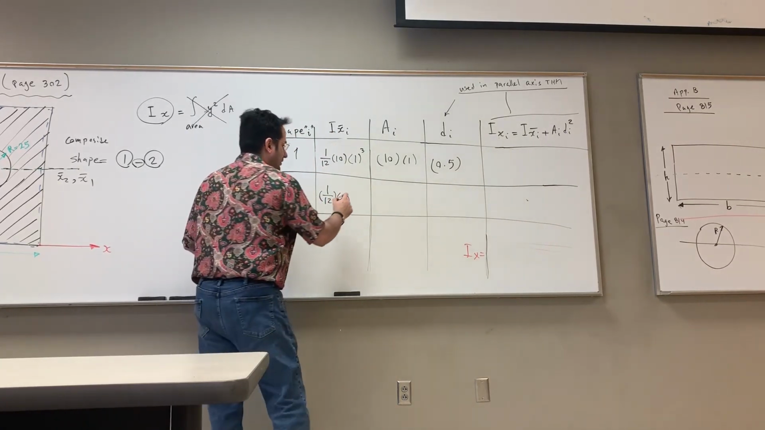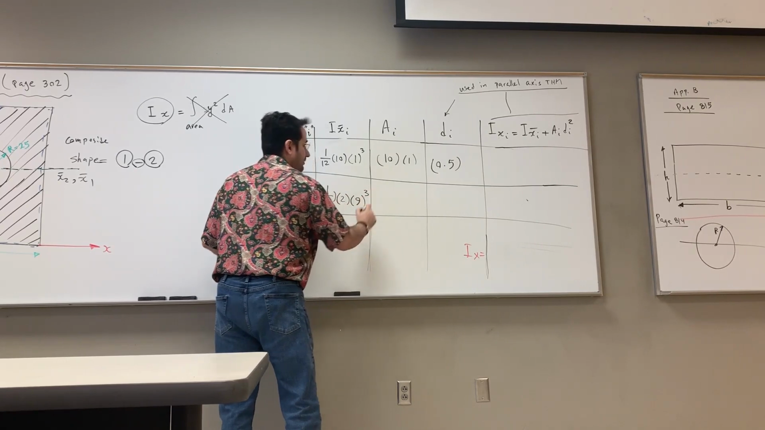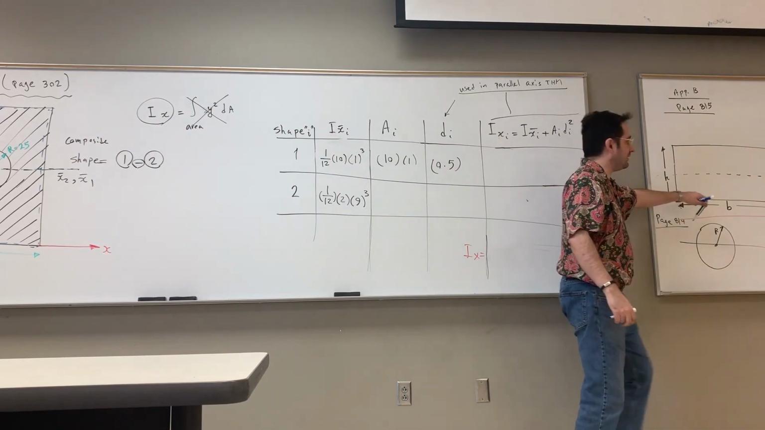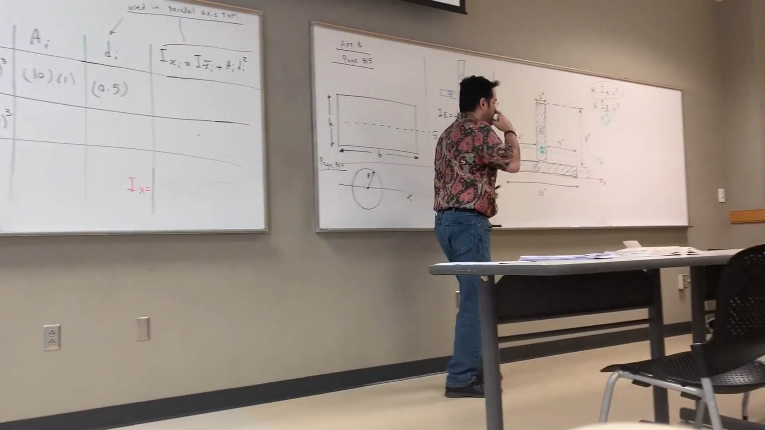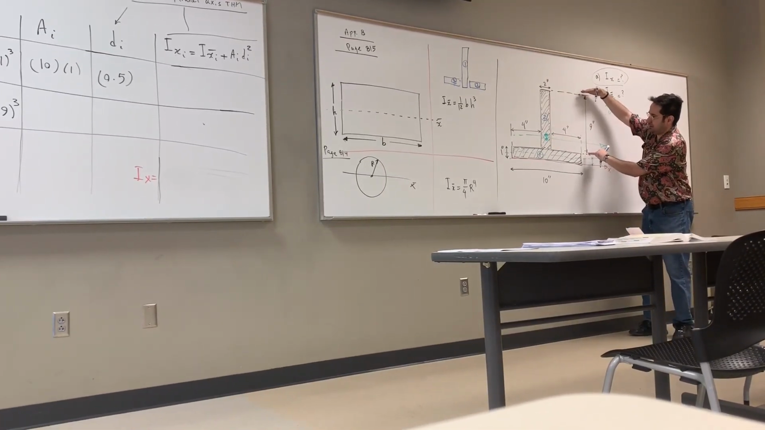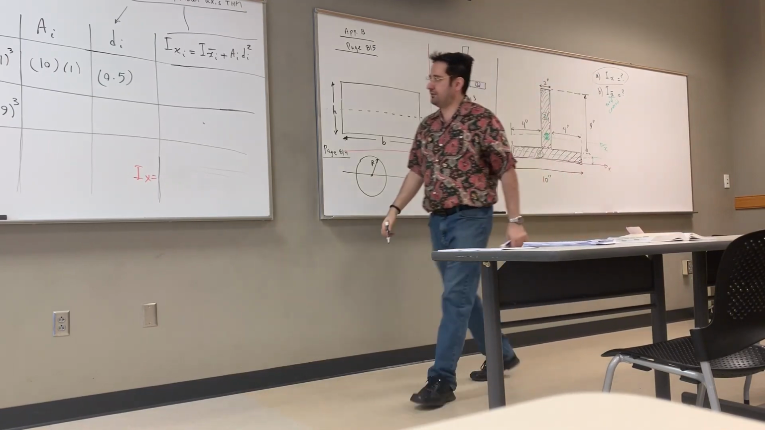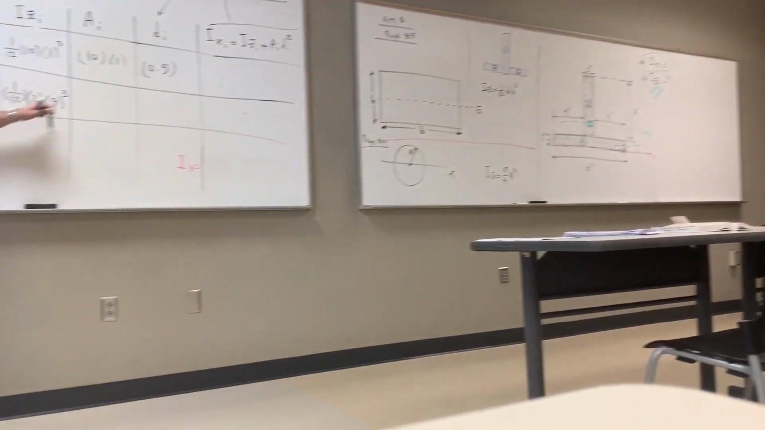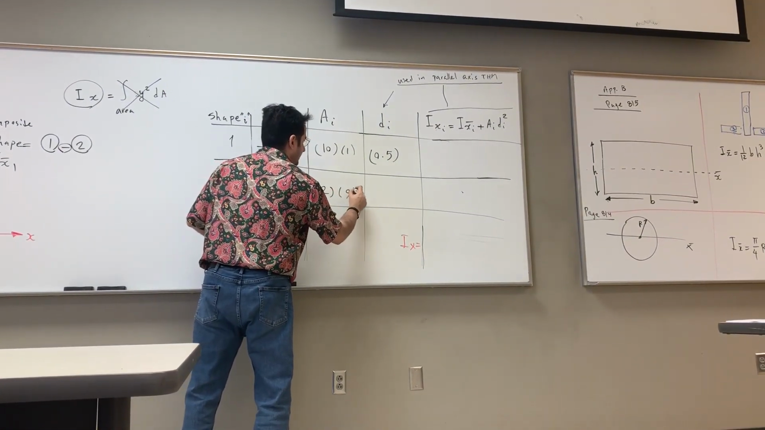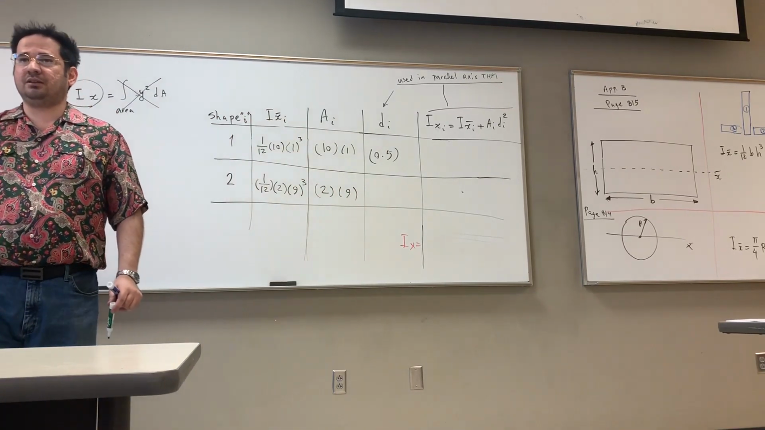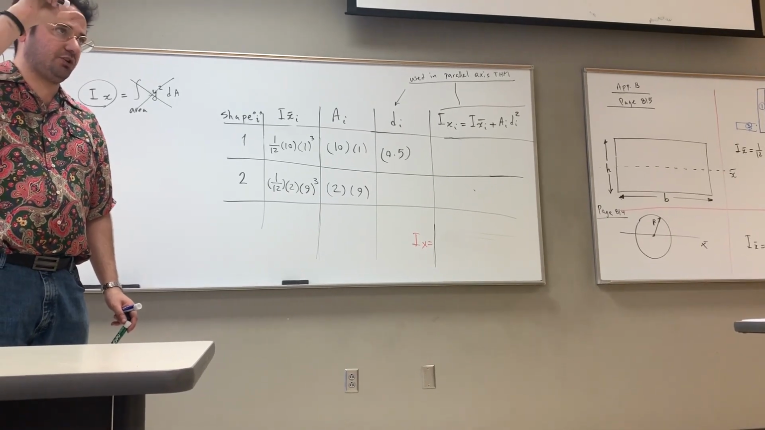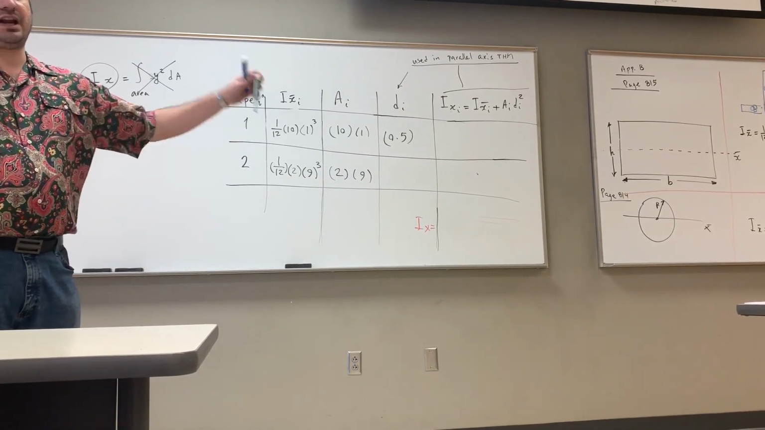9 cubed, times 9 cubed. Again, you use the same formula here. You see it right here, 1/12, but look, the base for shape 2 is 2, the height is 9, right? So 1/12 times 2 times 9 cubed. Area, 2 times 9. Distance, that's the distance between the local centroid of that particular shape to the axis that you are transferring to.